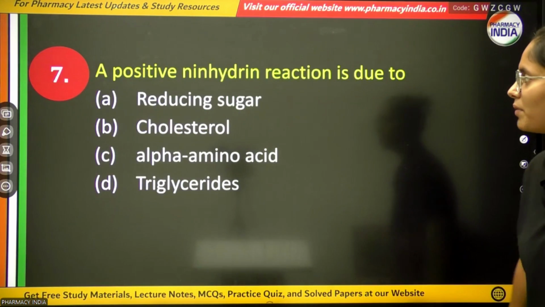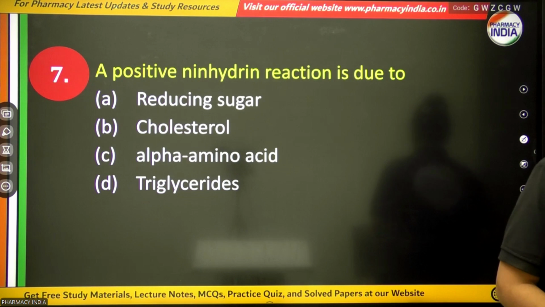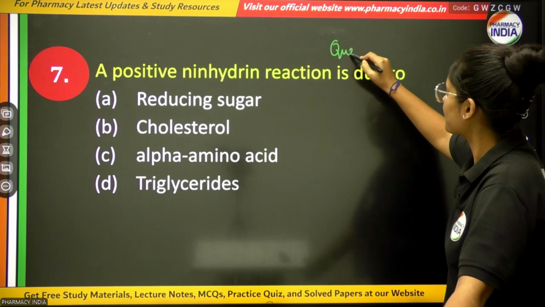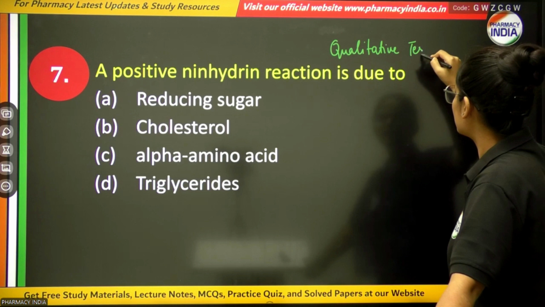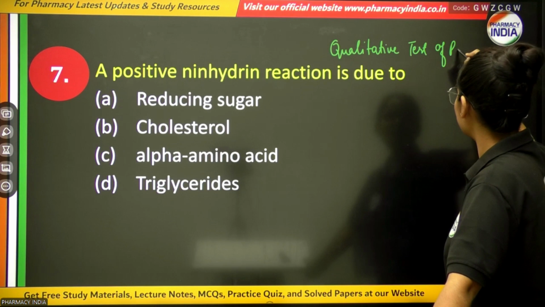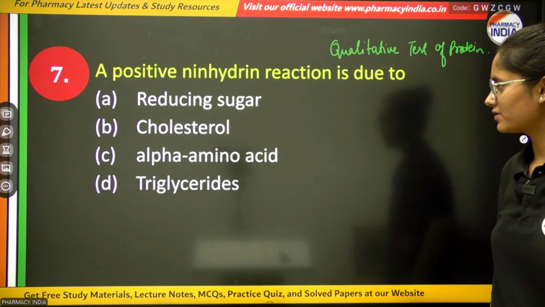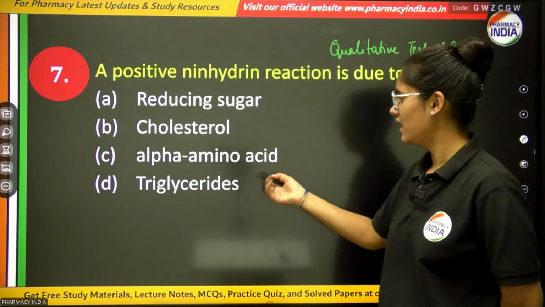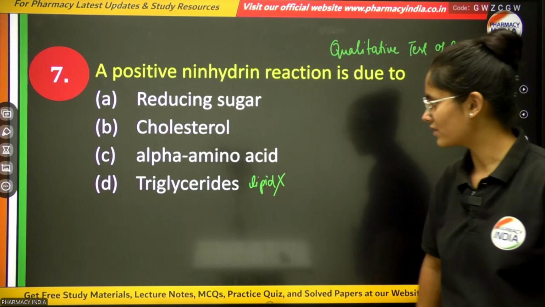Next question, a positive ninhydrin reaction is due to. Now, the question is from qualitative test of proteins. Your options are reducing sugar, cholesterol, alpha amino acids, or triglyceride. Basically, triglyceride is a type of lipid. Clear? So this will be wrong answer.